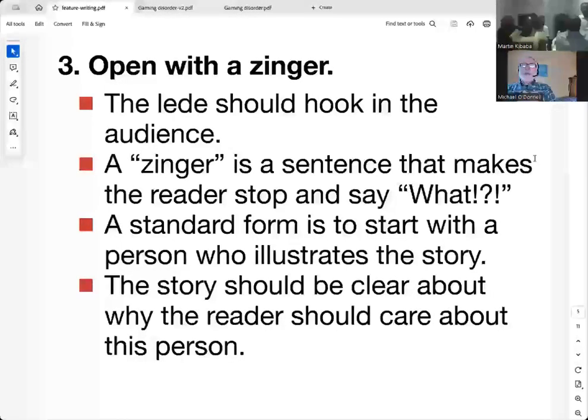The standard form in feature stories is to start with a person. I think this is probably the most important of these tips: if you're going to write a feature story, even about a subject like gambling and gambling addiction, start with a person, because that's what we are, and that will humanize the story. But it has to be somebody who illustrates what the story is about, and it should be clear why the reader should care about this person. Okay, so let's look at a couple of leads.